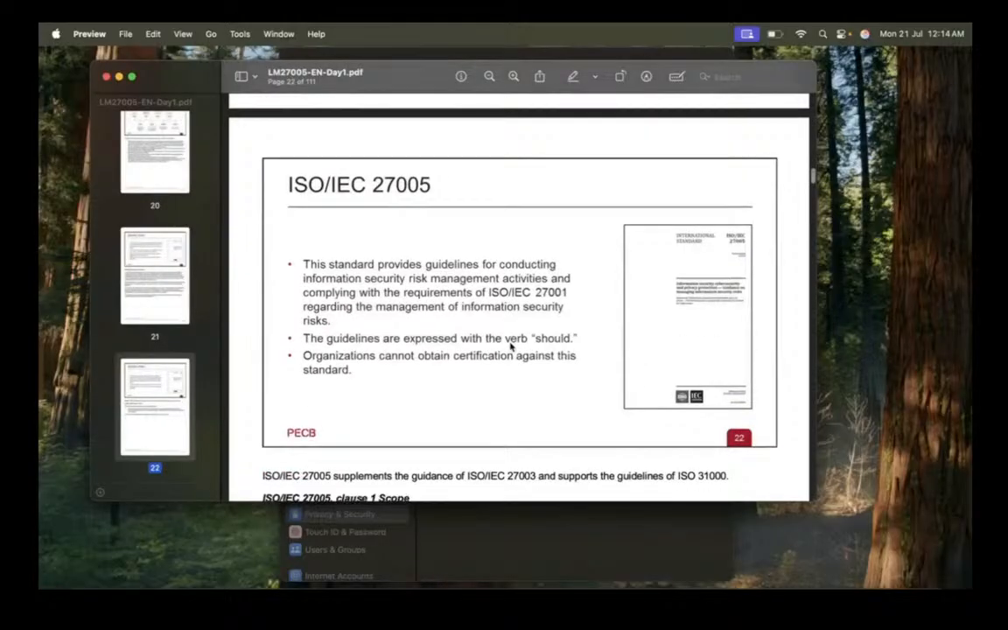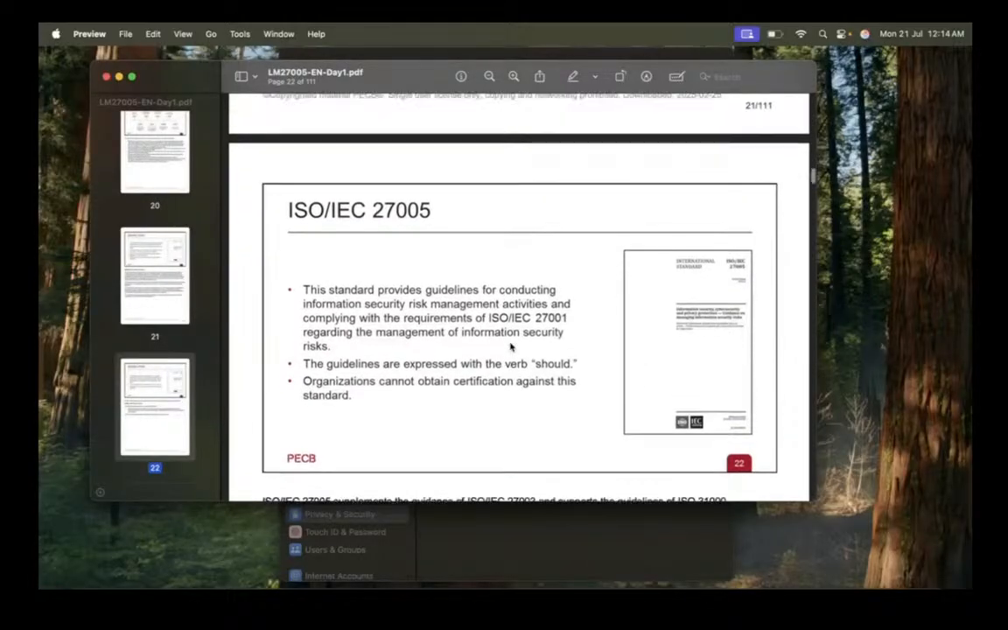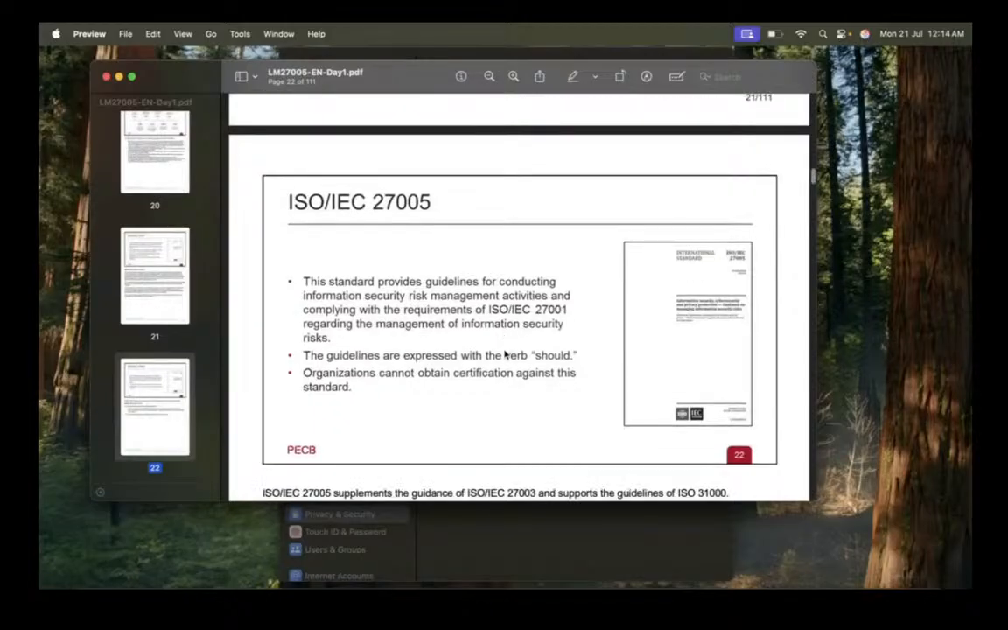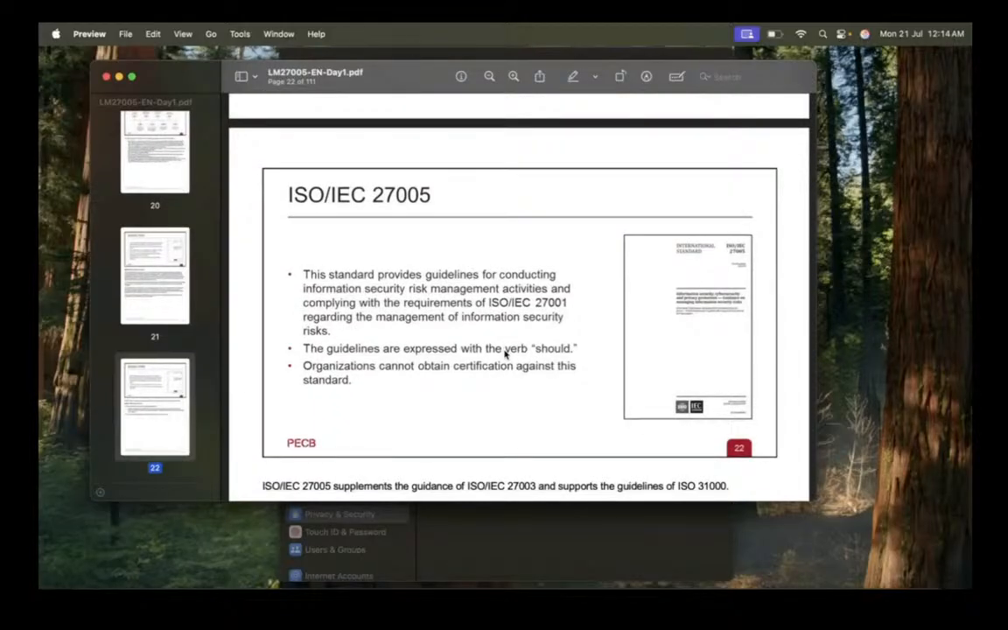So, since we discussed ISO 27001, the next one, which is the main one we are going to discuss, is 27005. We discussed that 27001 can be obtained by organizations as a certification, but in 27005 organizations cannot obtain a certification against this standard.